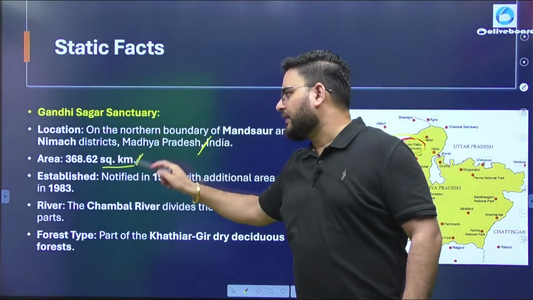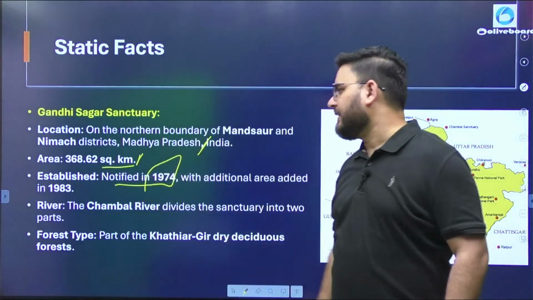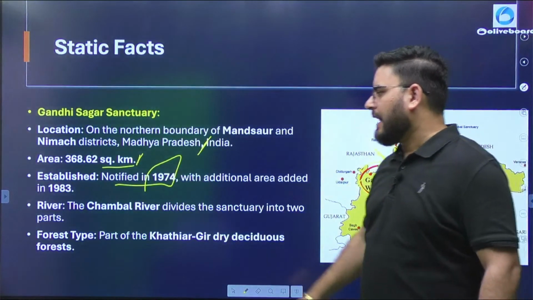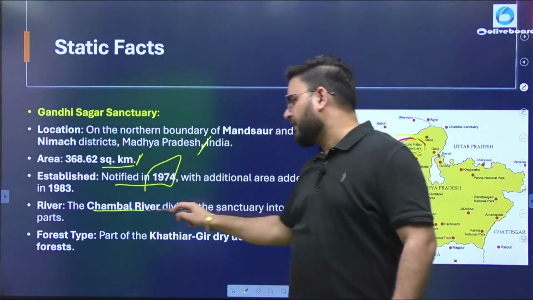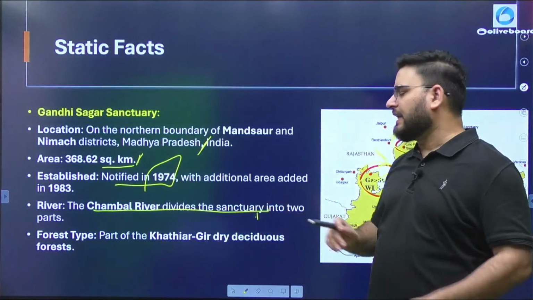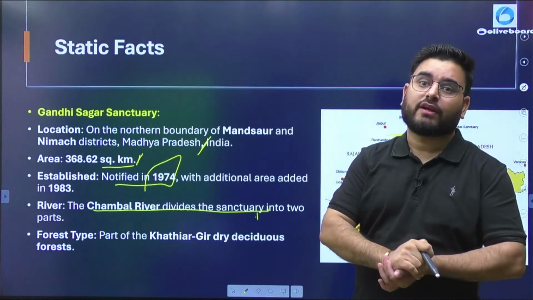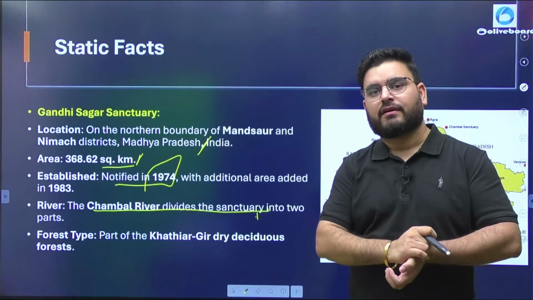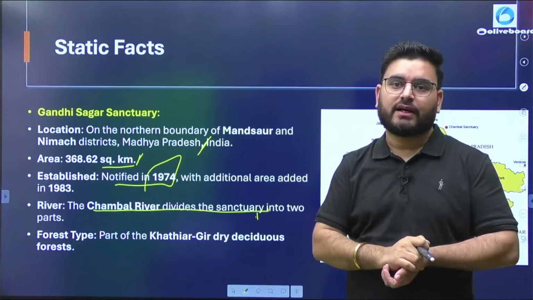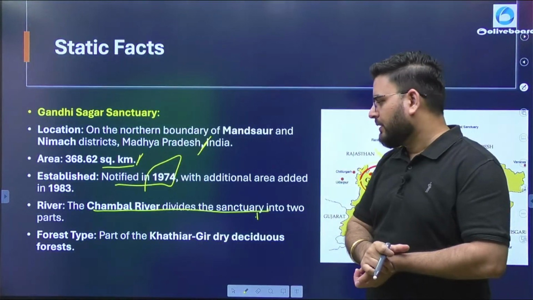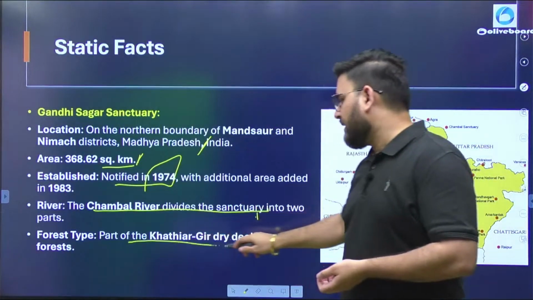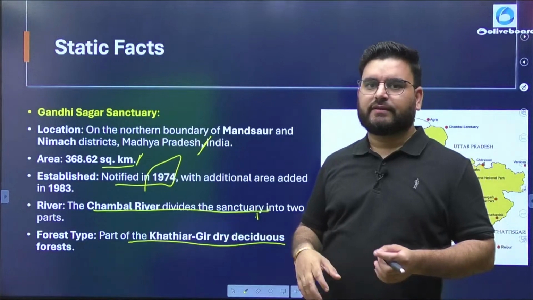The area is 368 square kilometers. It was notified in 1970. Right. And a very important thing is the Chambal River. It divides the sanctuary into two. The Chambal River is a tributary of the Yamuna River, which in turn is a tributary of the Ganga. That is part of the Kathiawar Gir region.